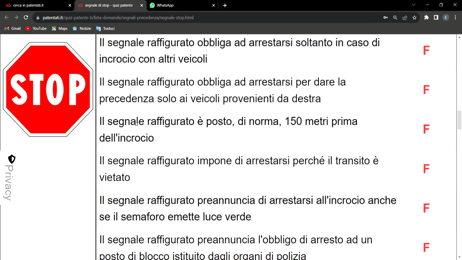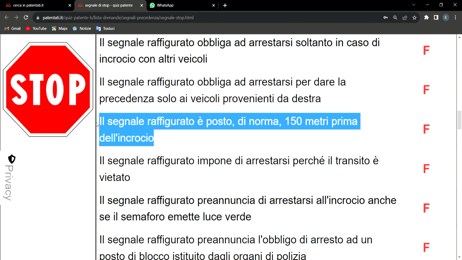So it says "il segnale raffigurato è a posto di norma 150 metri prima dell'incrocio." So it's false because it says this very sign that is here is always found 150 meters away from the junction. So this very sign that is here is not known as a segnale di pericolo, which is a warning sign. It's not a warning sign. So for that reason, this one is false.